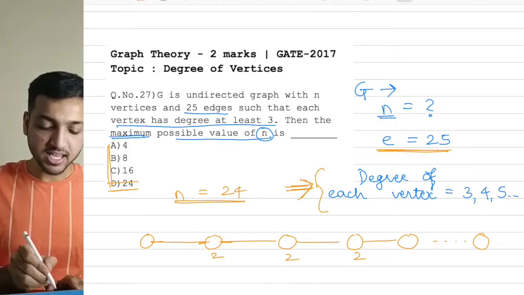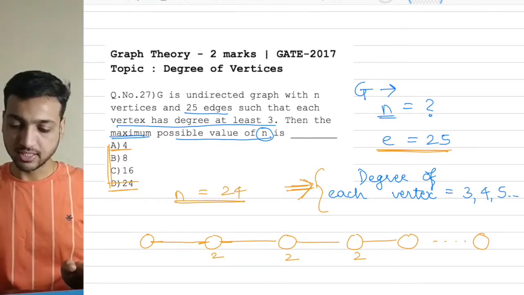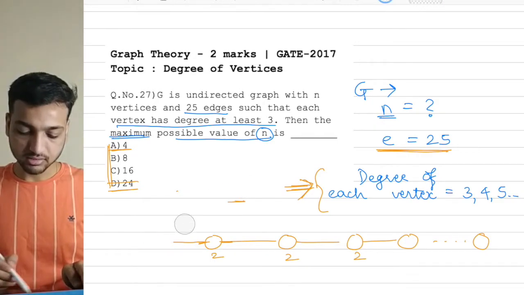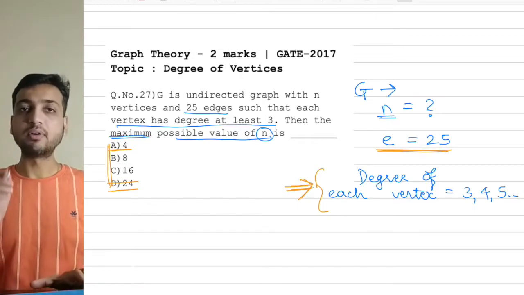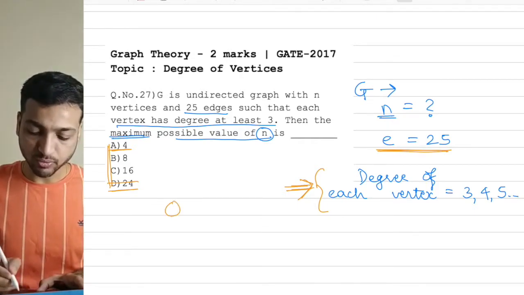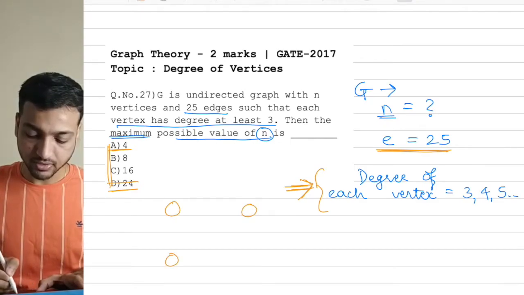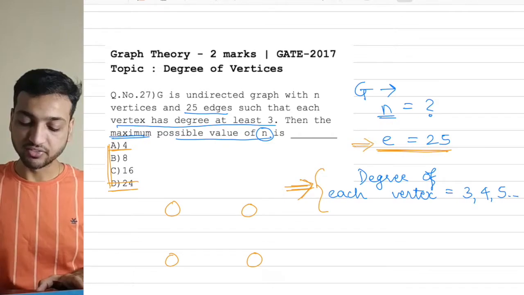Now let's go with A, which is equal to 4, the first option. Before that, let me just clear this. Okay, now let the number of vertices be equal to 4. So let's draw these 4 vertices here. Here I have them, and now again note we have 25 edges to satisfy.